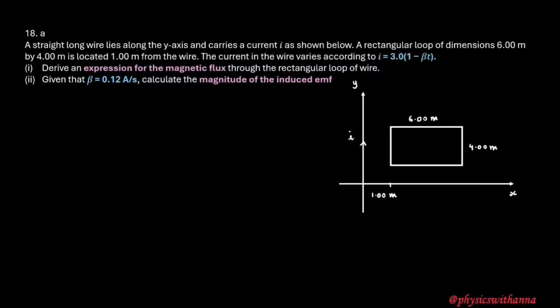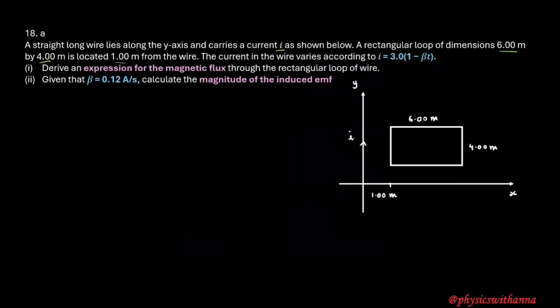In this video, we are going to discuss how to derive an expression for magnetic flux through a rectangular loop due to a long straight wire carrying current. So in this question, you have a straight long wire that lies along the y-axis and carries a current I as shown below. A rectangular loop of dimension 6 meter by 4 meter is located 1 meter from the wire.